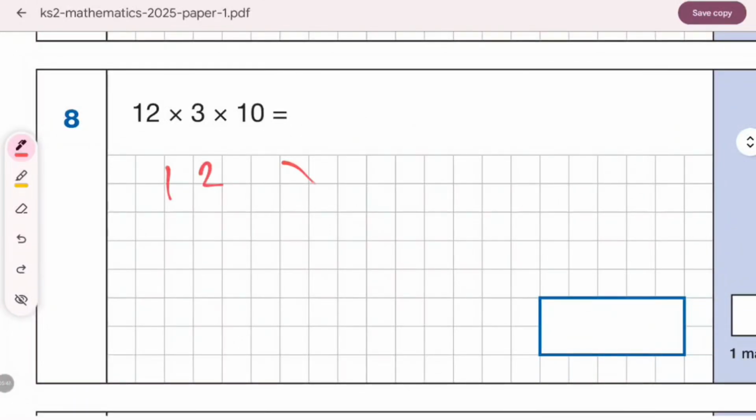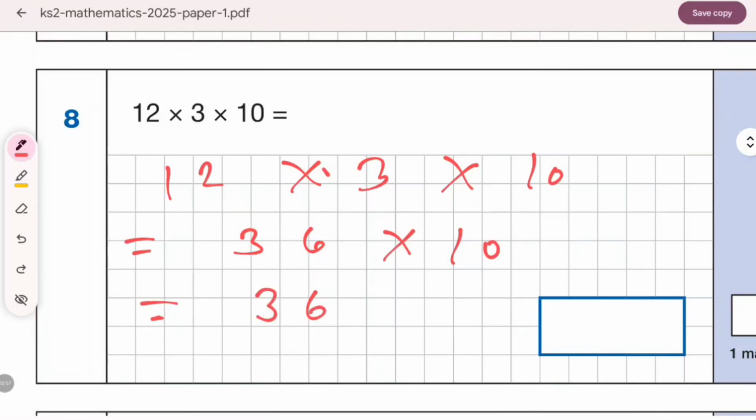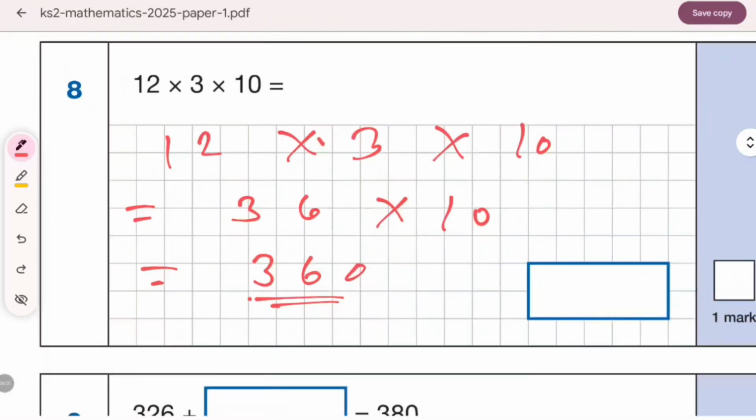Question number 8 is very simple multiplication. We will just simply multiply first 12 times 3 and then 10. So we know that 12 times 3 we will get the answer as 36. Now, when we multiply 36 times 10, we will get the answer as 360. That is our correct answer.